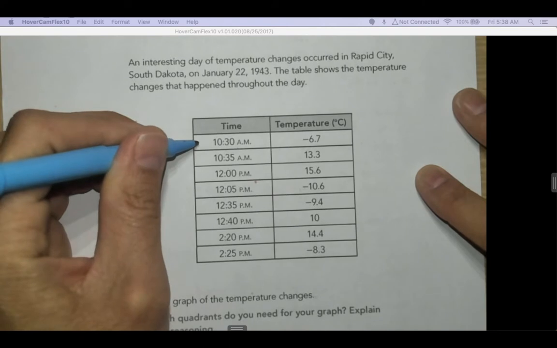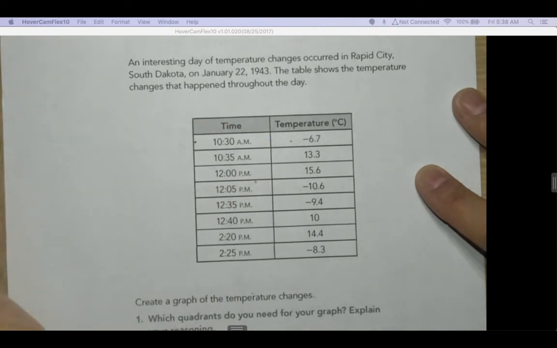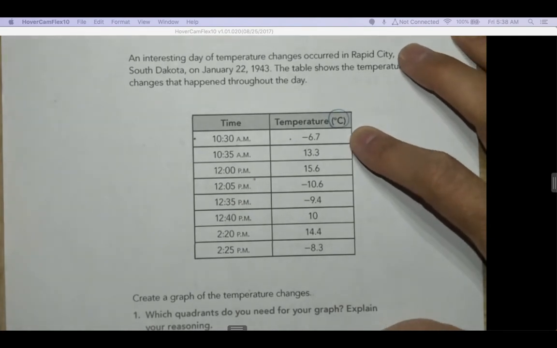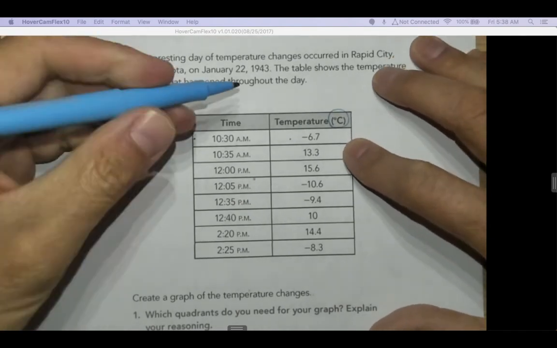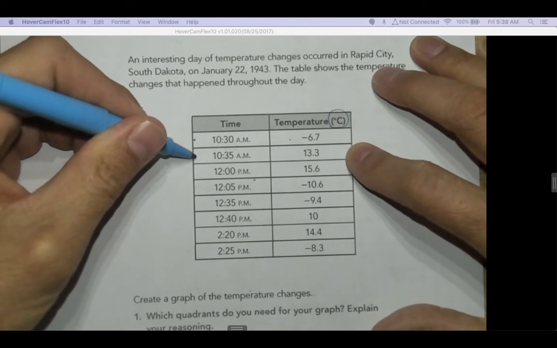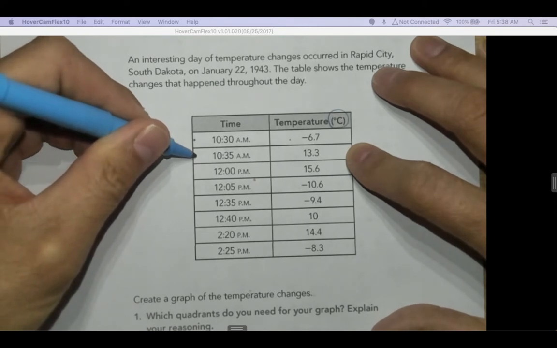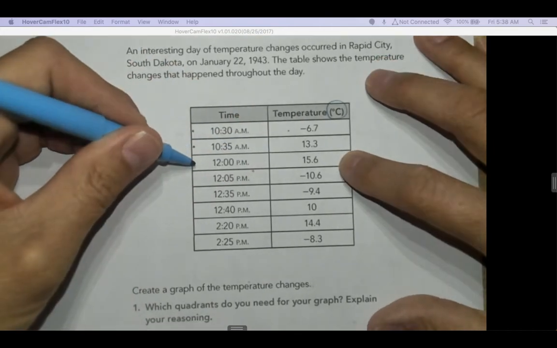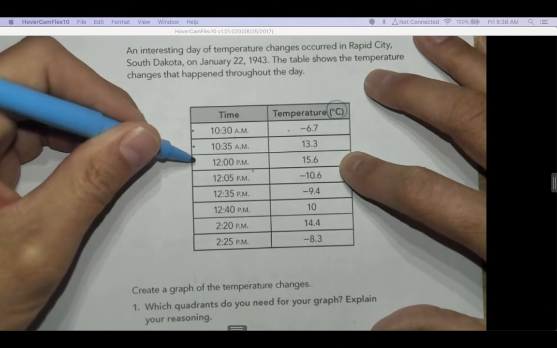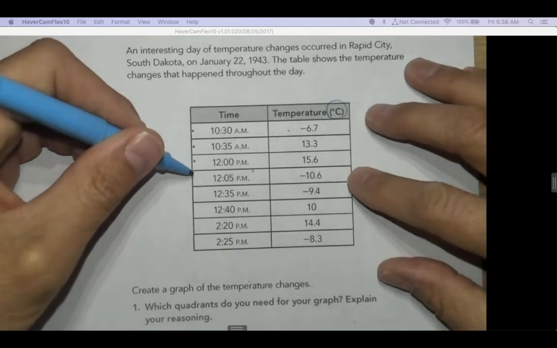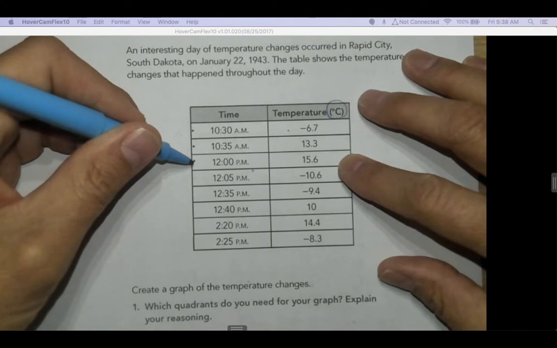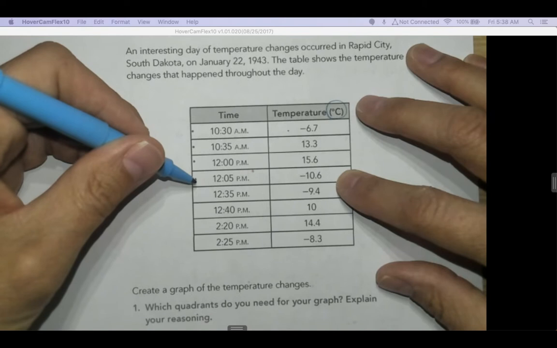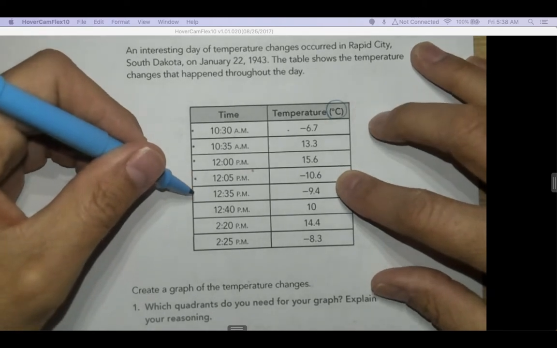So 10:30 a.m., it was negative 6.7 degrees Celsius. So it's way colder. Remember Celsius and Fahrenheit? 10:35, 5 minutes later, it was 13.3 degrees Celsius. 12, it's a little bit later on, it was 15.6 degrees Celsius. 12:05, it was negative 10.6 degrees Celsius.